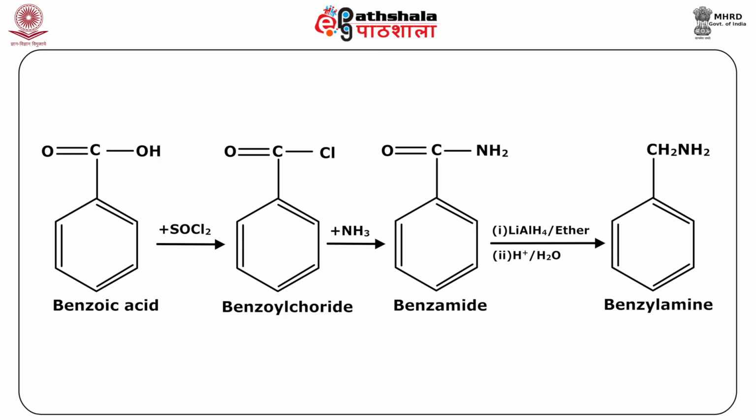The synthetic steps for benzylamine synthesis are: step 1, benzoic acid on reaction with thionyl chloride forms benzoyl chloride. In step 2, benzoyl chloride on reaction with ammonia forms benzamide. The benzamide on further reduction with lithium aluminium hydride followed by hydrolysis forms benzylamine.